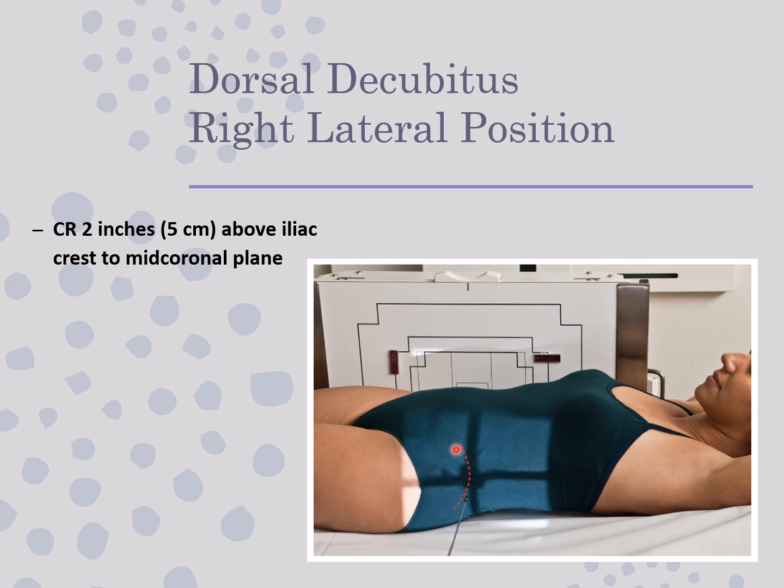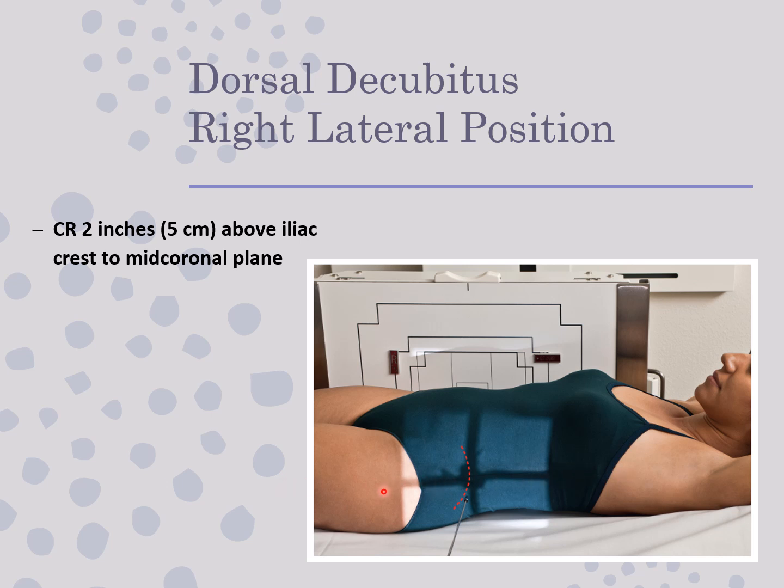Notice again in this picture and in the book, I will be honest, I feel like it's really hard to tell. On page 119, it should be, though, this central ray right here should be 2 inches above the iliac crest at mid-coronal or midline.